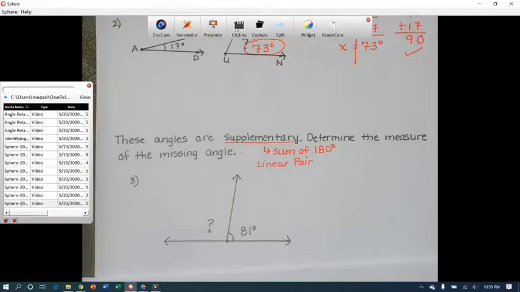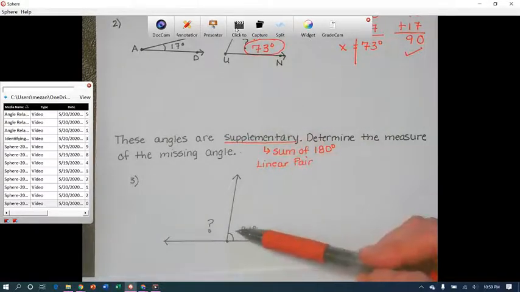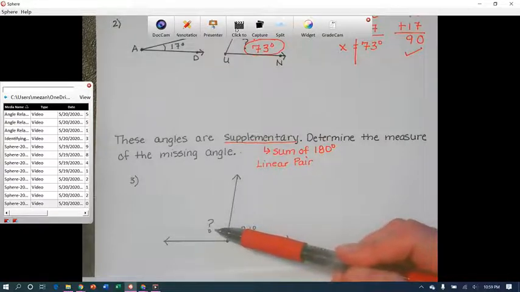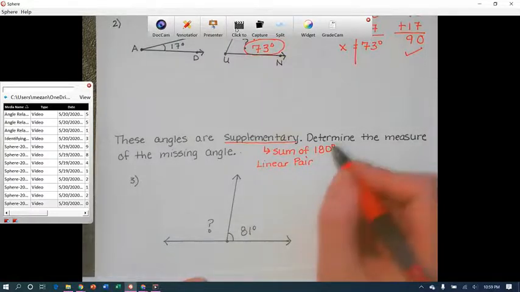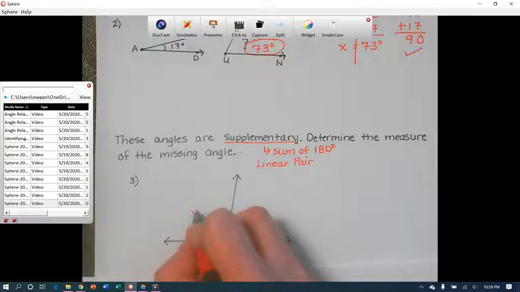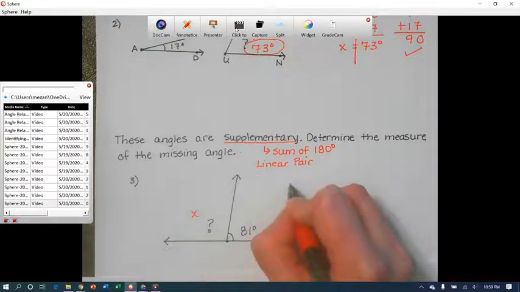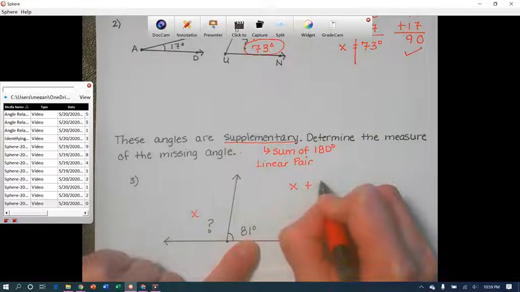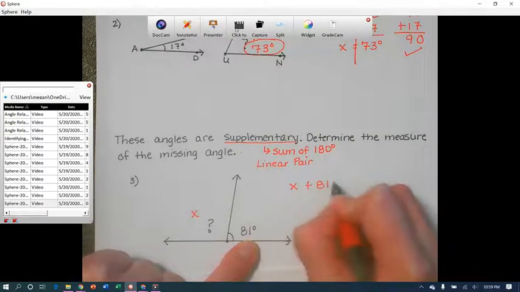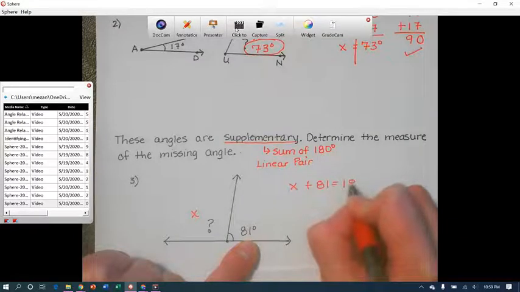So this angle is a little less than 90 degrees. It's 81 degrees. And we don't know this missing angle. However, we do know that if we add these two together, it should be 180 degrees. So I'm going to label this x, and I know that if I take the sum of x and the second angle of 81 degrees, I get 180 degrees.